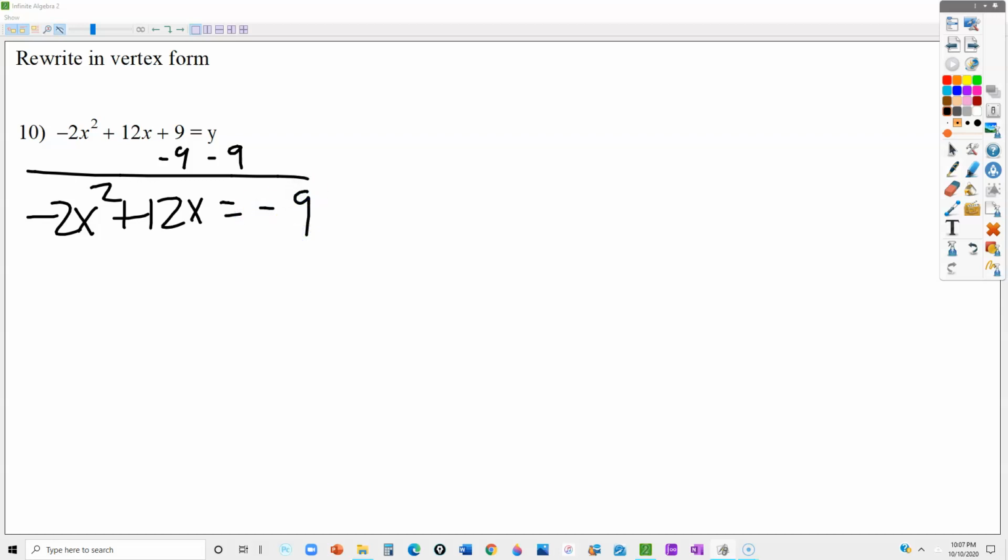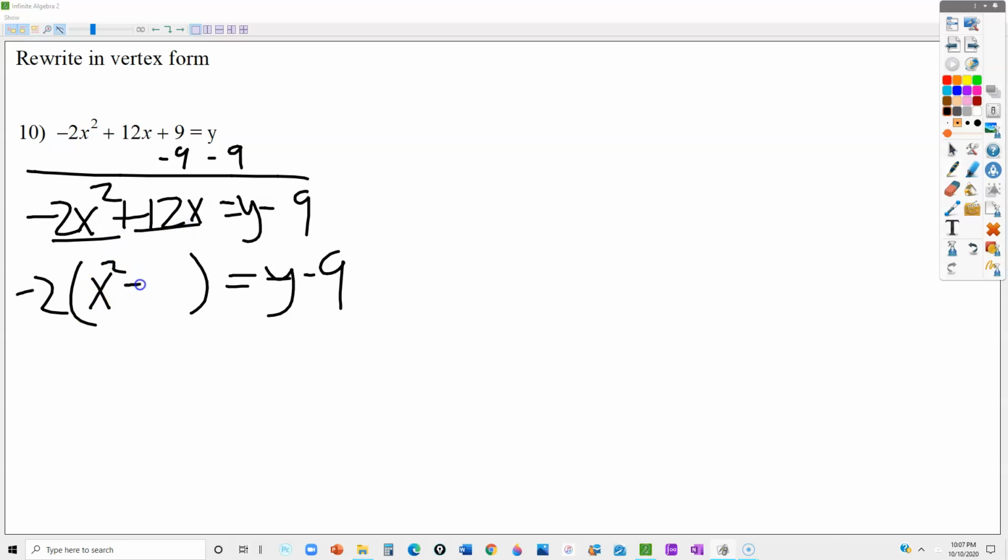Next step is to factor out the a. So that means we're going to divide the a out of these first two terms. Left my y out of there. All right, so if I divide -2 out of here, I get positive x squared. If I divide that by -2, I get -6x.